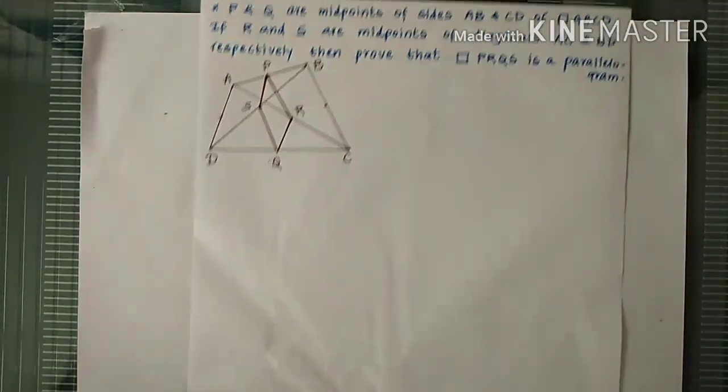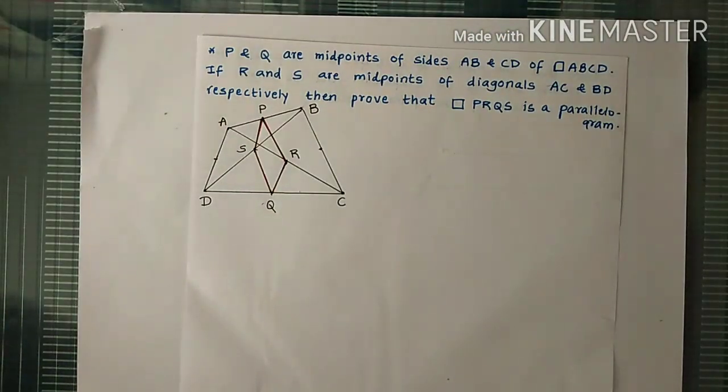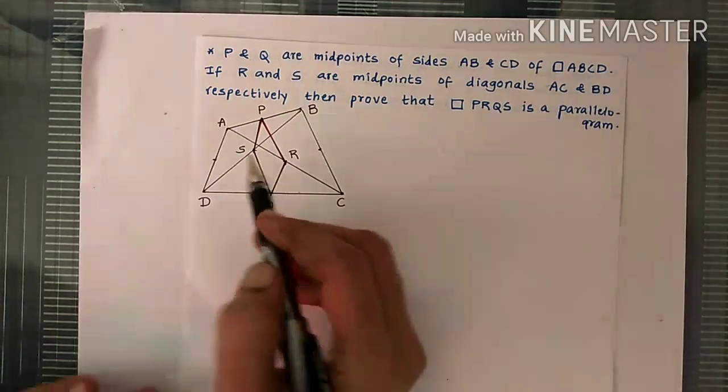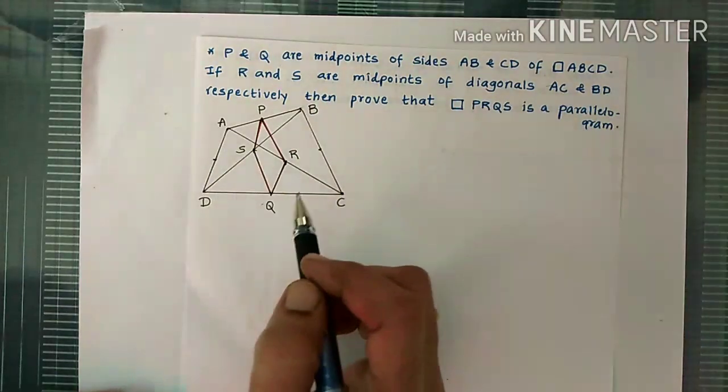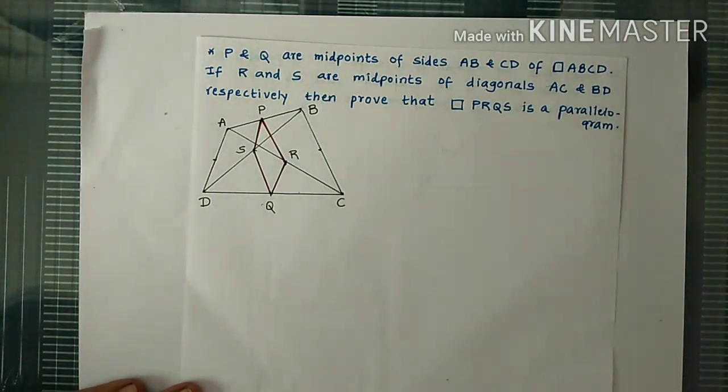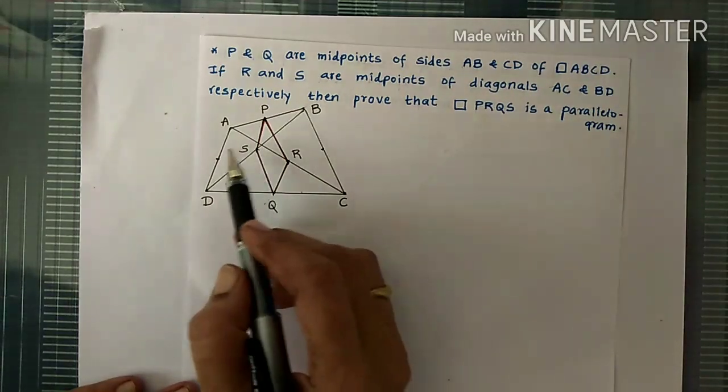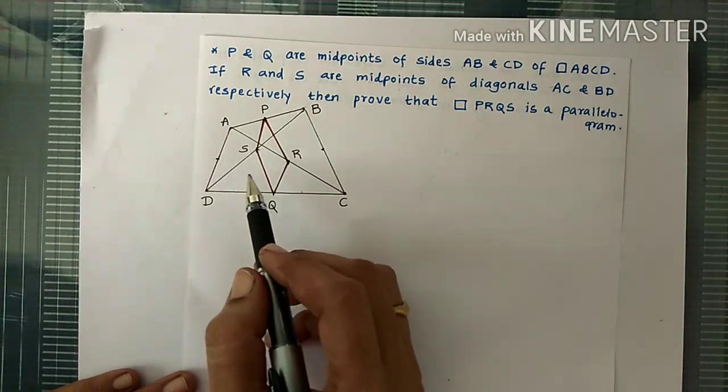Okay, consider the next question. P and Q are midpoints of sides AB and CD of quadrilateral ABCD. If R and S are midpoints of diagonals AC and BD respectively, then prove that quadrilateral PRQS is a parallelogram. So I have drawn the figure. So I have drawn a quadrilateral ABCD. Since it is a quadrilateral, the length of the sides are not equal in any case. So I have drawn a quadrilateral.